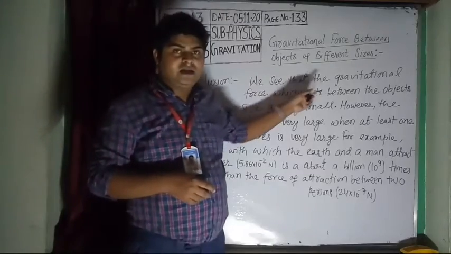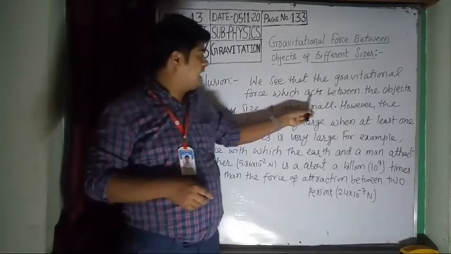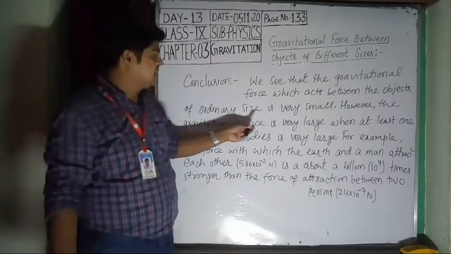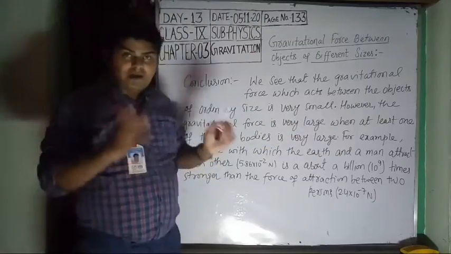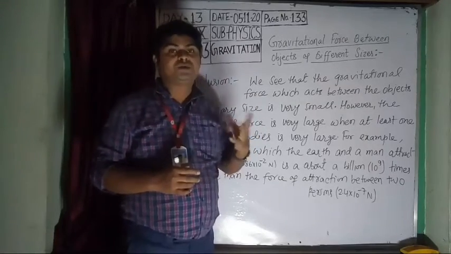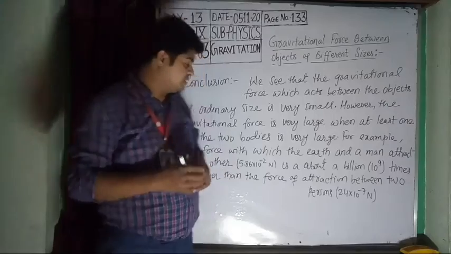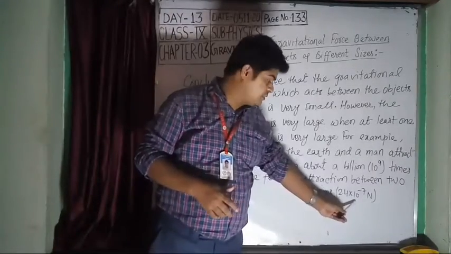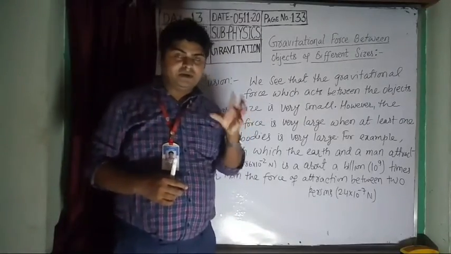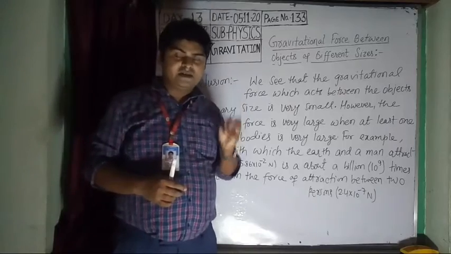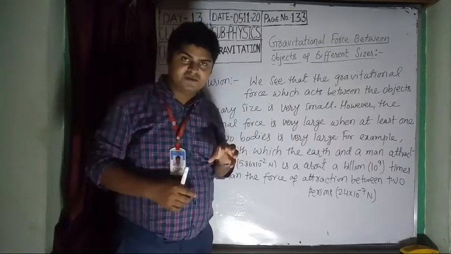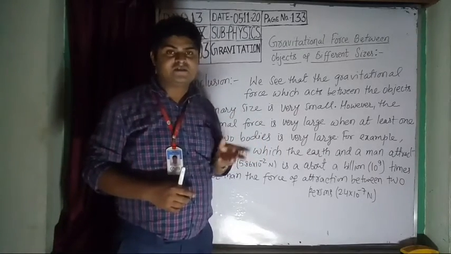We see that the gravitational force which acts between objects of ordinary size, that means equal size or smaller size, is very small. You have seen when you found the gravitational force between two balls, two persons, the value is very small. Here, for two persons, I found 2.4 into 10 to the minus 7 Newton. So we can say that the value of gravitational force depends upon the mass of the object. If mass is less, then gravitational force is less. If mass is greater, then gravitational force is greater.